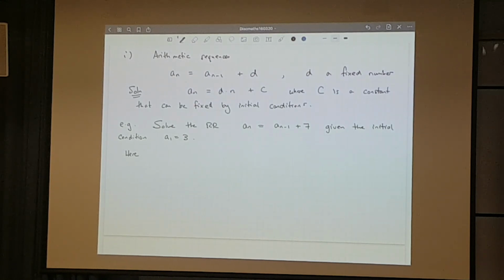But so here we have that d is 7 in the above. So a_n is equal to dn plus c, which is 7n plus c. And then we stick in the initial conditions to define c.